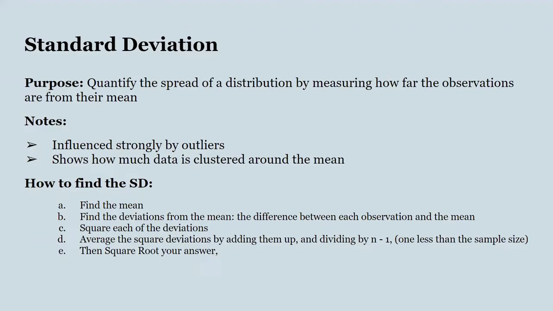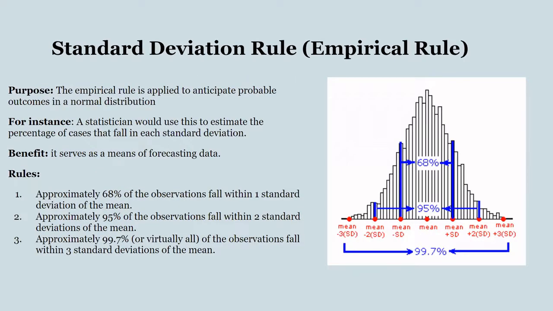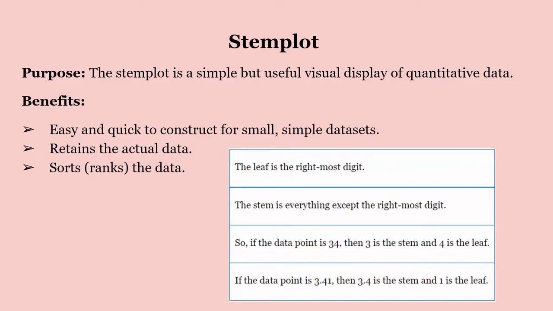Standard deviation measures how far observations are from their mean and is influenced strongly by outliers. This also shows how much data is grouped around the mean. The empirical rule is used to anticipate probable outcomes in normal distributions, and it's a good way of forecasting data. A stemplot is a simple way to visually display quantitative data.